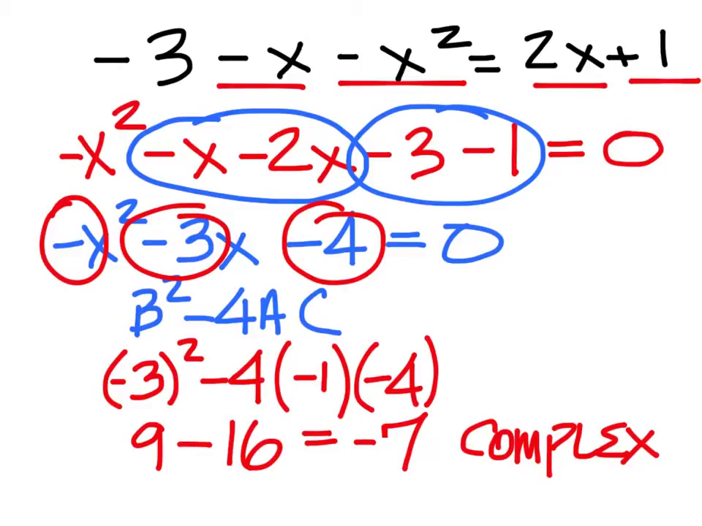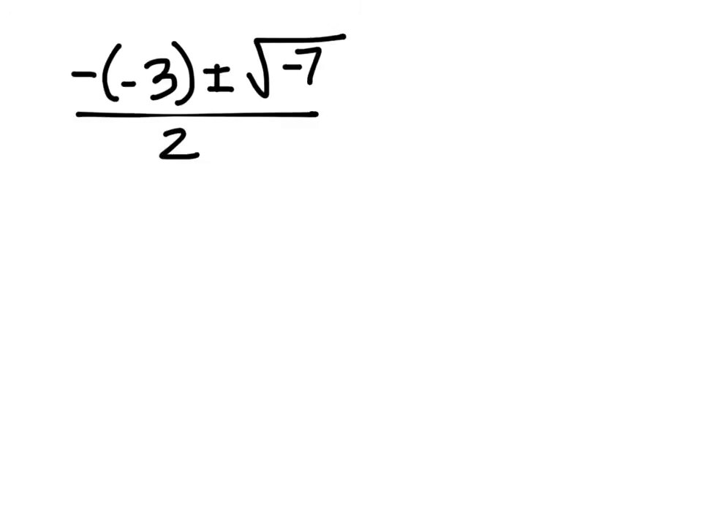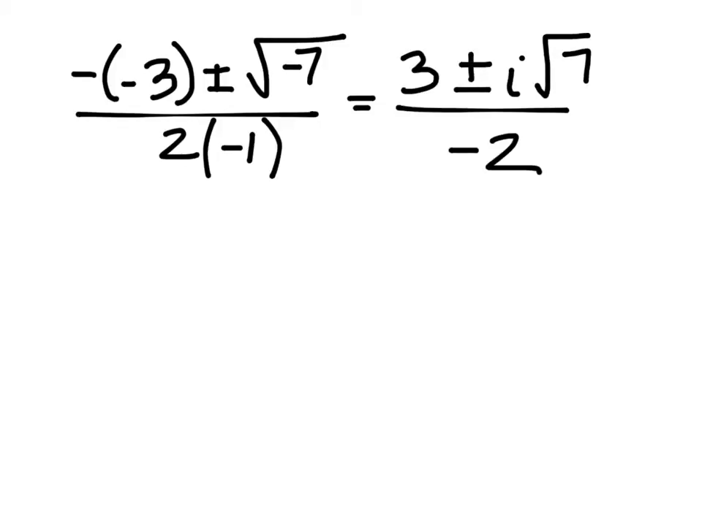Okay, on the next page, we will use the negative 7 for the discriminant under the square root sign, and then A is negative 1 and C is negative 4. So let's put those things in here. The B was negative 3, wasn't it? Okay, so that would be a negative negative 3 plus or minus the square root of the discriminant, which was negative 7. All of that over 2 times A, which is negative 1. So you have a positive 3 plus or minus i square root of 7 over a negative 2.